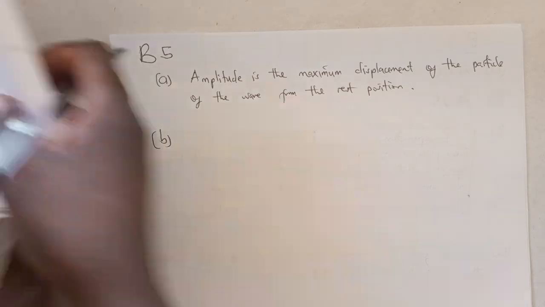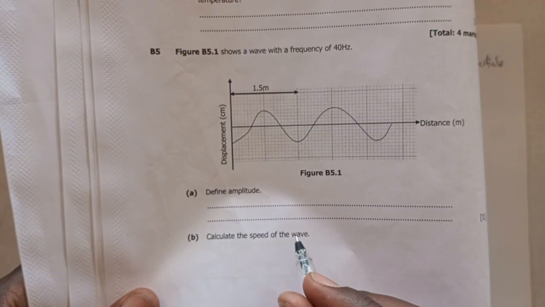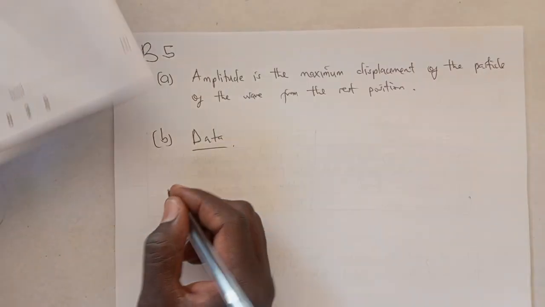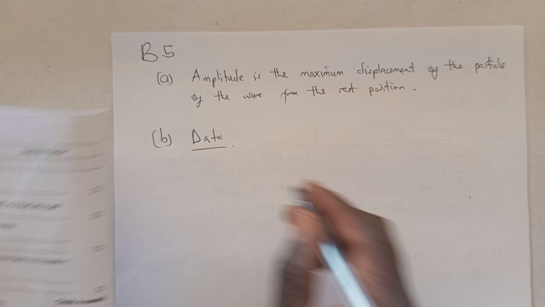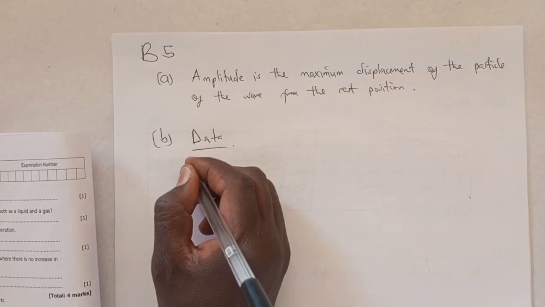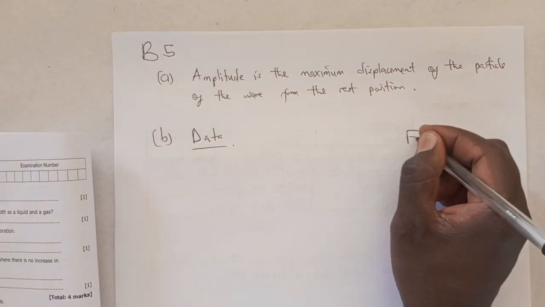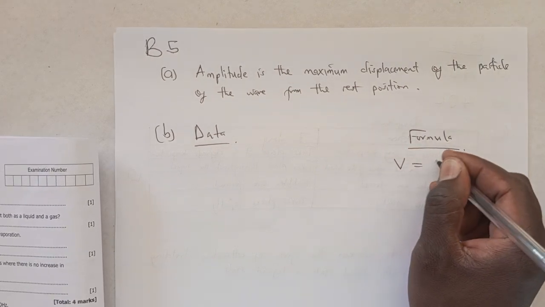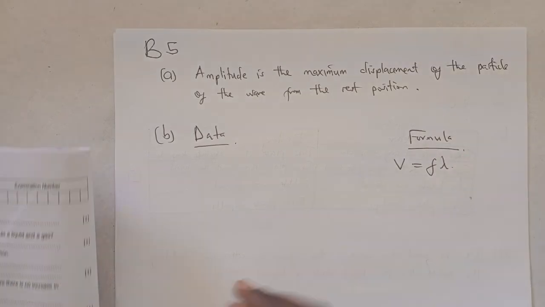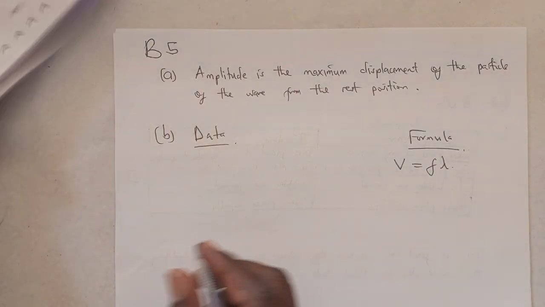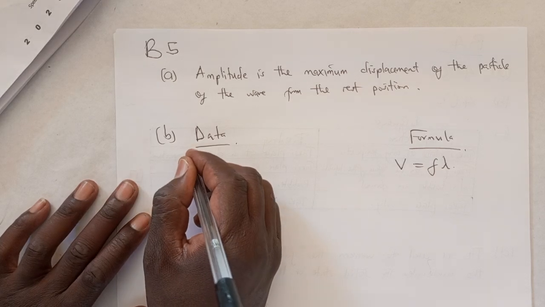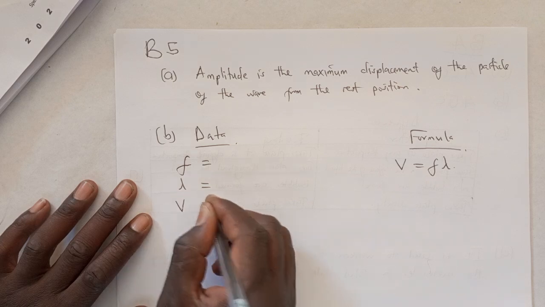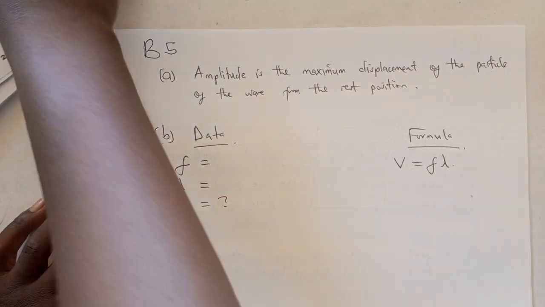Question B says calculate the speed of the wave. We need to find the data. What data can we collect from the question? Because when you are calculating the speed, you need to know that the formula is speed is equal to frequency times wavelength. Now, what do we have? Do we have frequency? Do we have wavelength? And the speed itself, that's what we're supposed to calculate.